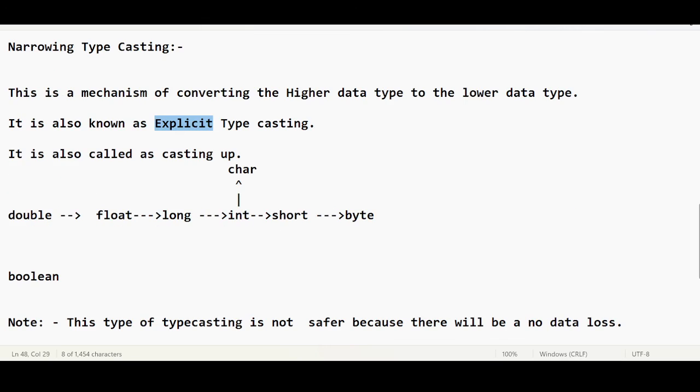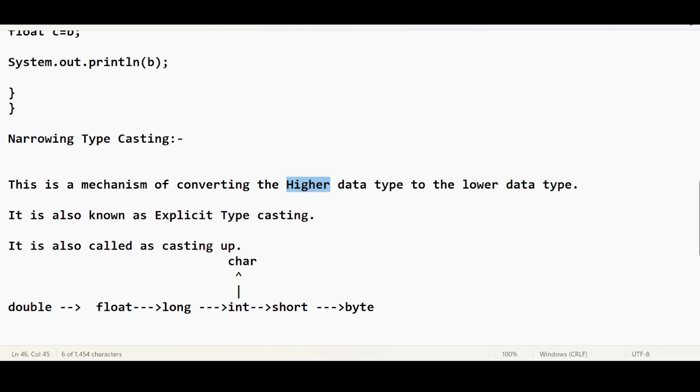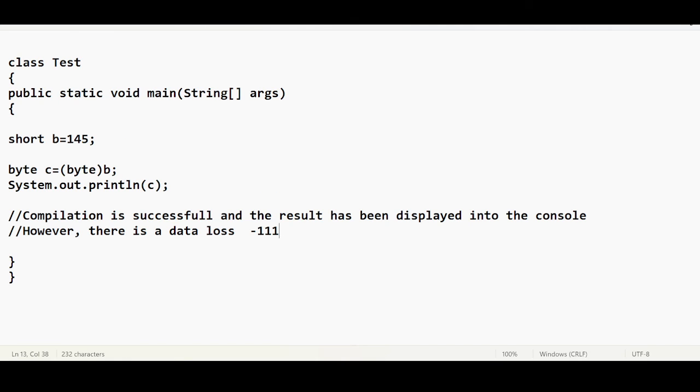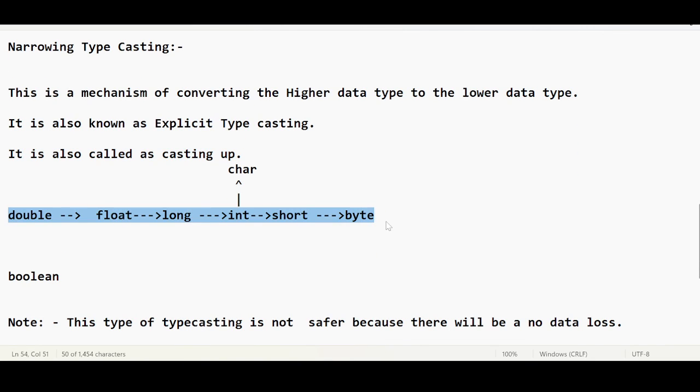So if you go back to the theory, I will tell you why we got minus 111, but try to understand the topic. The mechanism of converting from higher to lower. So this is justified. This is known as explicit typecasting. Why explicit typecasting? You as a developer, programmer, need to do some changes so that this will be compiled and executed successfully. That's why it is called explicit. The third point, it is also called casting down, because this higher data type is going to be cast down to the lower data type. That's why casting down. So this is the chart. This is the chart to ensure that this is getting justified.